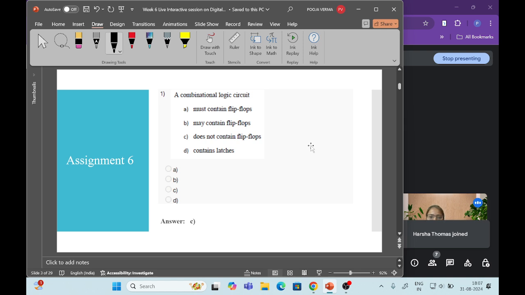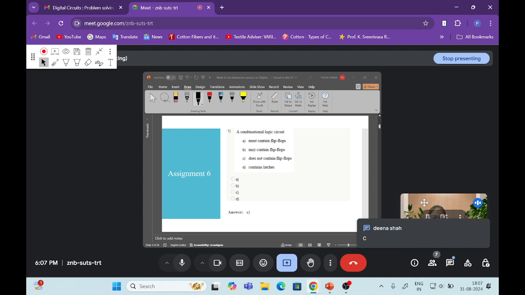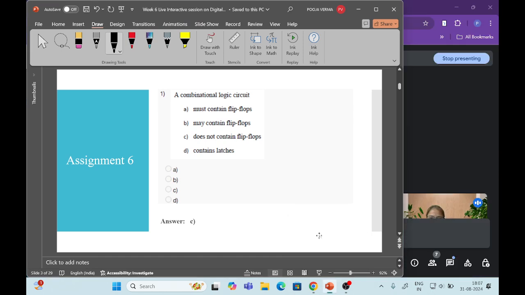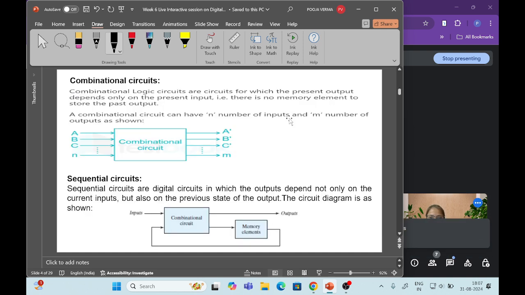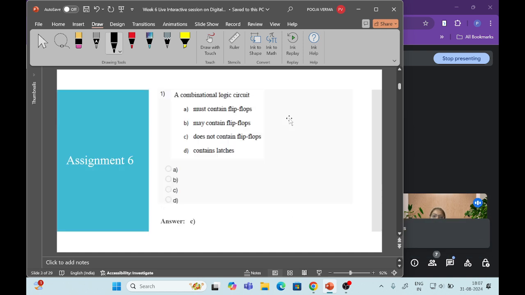Okay, so question number one: a combinational logic circuit. Option A, must contain flip-flops. Option B, may contain flip-flops. Option C, does not contain flip-flops. Or option D, contains latches. Yeah, option C is correct. So, can you let me know what are combinational logic circuits or sequential circuits? Yeah, option C is the correct answer.